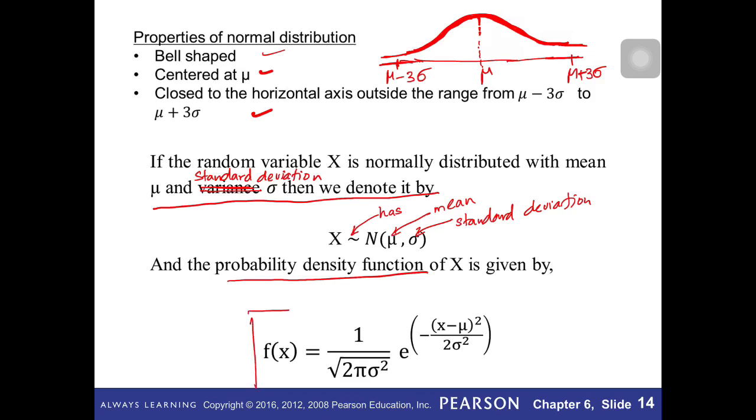By using this function you can get the value. This is the probability density of x, f of x. It is 1 over the square root of 2 pi sigma squared, times e to the power negative x minus mu squared over 2 sigma squared. But you don't need to worry about this formula. We don't need to use it, but just keep an idea. The probability density function of x is this one.